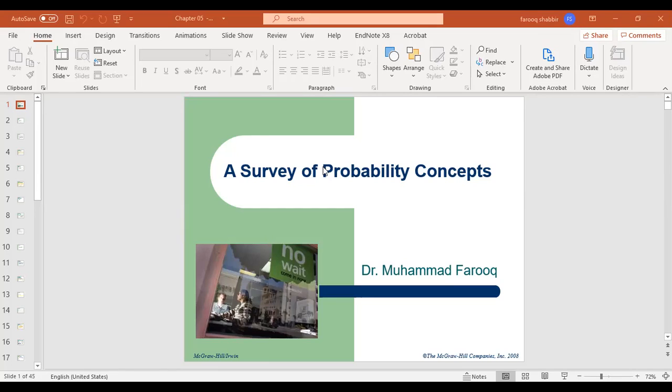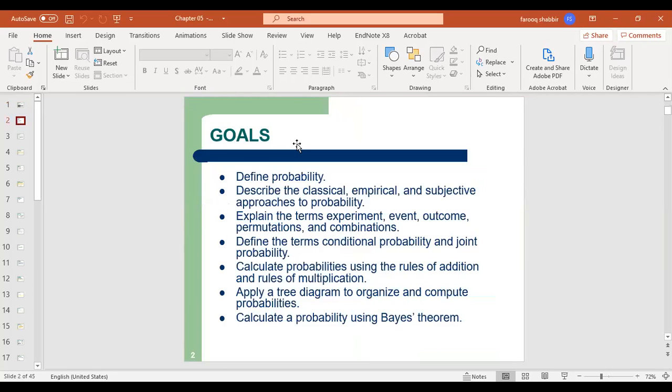Today we are gonna learn about probability concepts, which is from chapter number 5. So in this lecture we will discuss about probability. We will learn what is probability and what are the uses of probability. And moreover, we will talk about some approaches to assign probability.